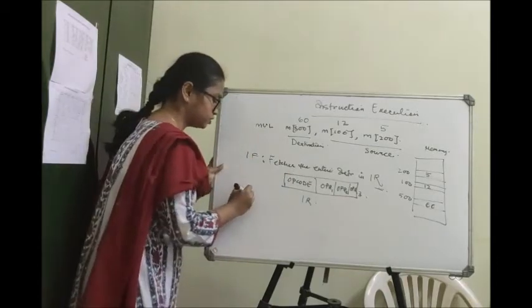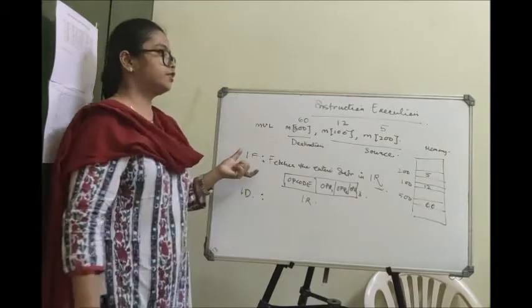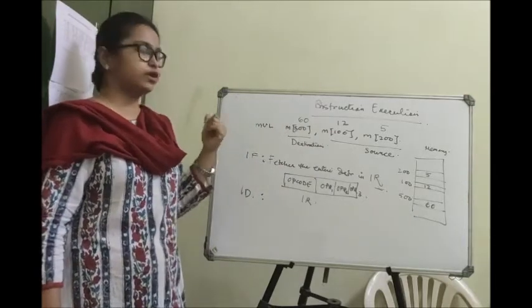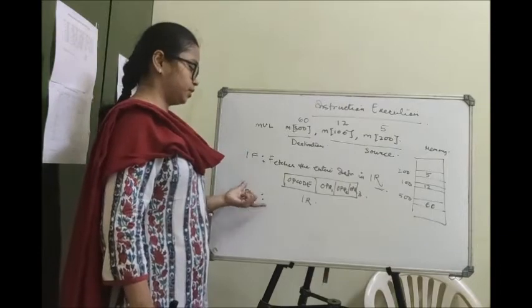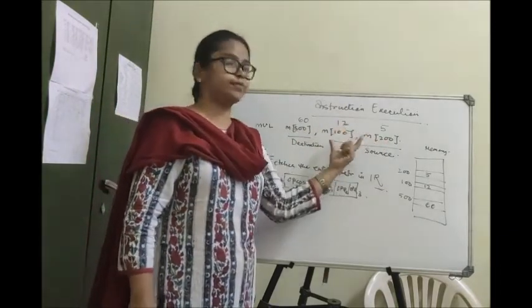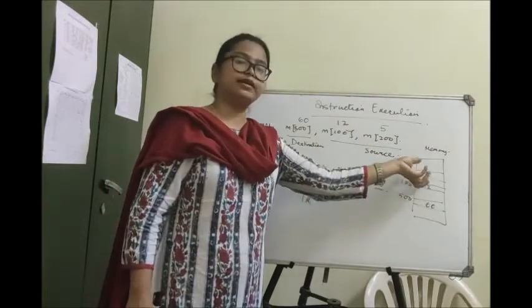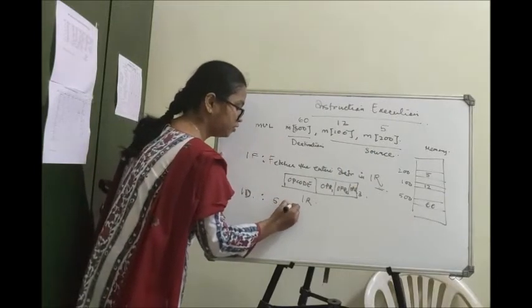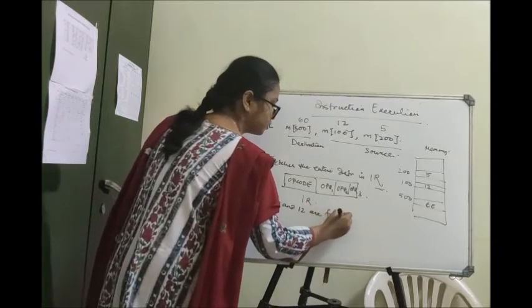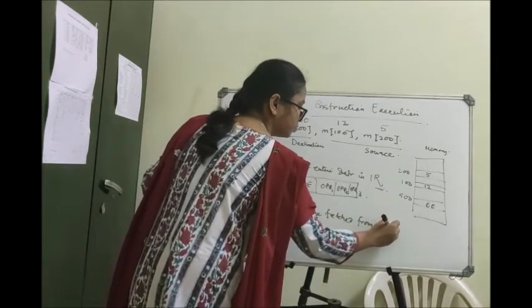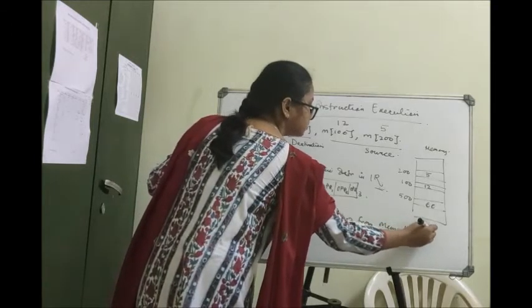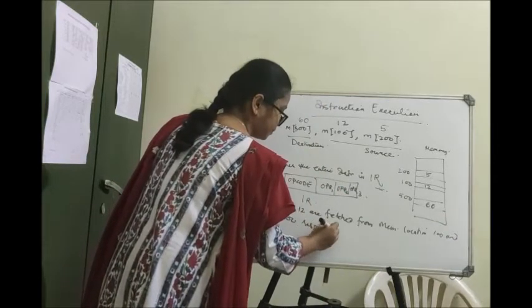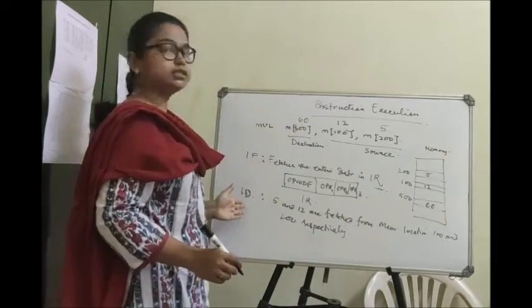After that we have instruction decode. What happens in instruction decode? We have to judge what the addressing mode is. Here in this particular case we have absolute addressing mode. So the processor needs to go to the specified memory locations and fetch the operands. That is what happens in instruction decode. 5 and 12 are fetched from memory locations 100 and 200 respectively. This is what happens in instruction decode.